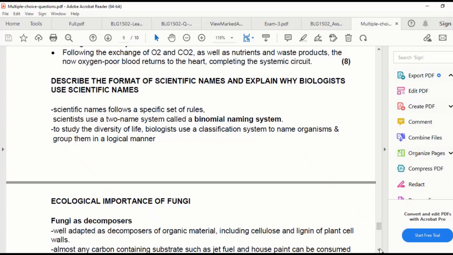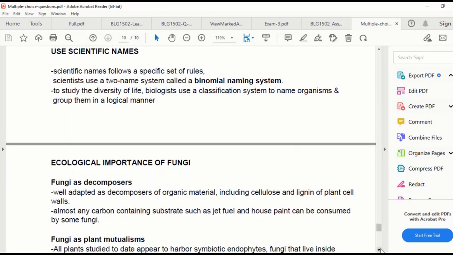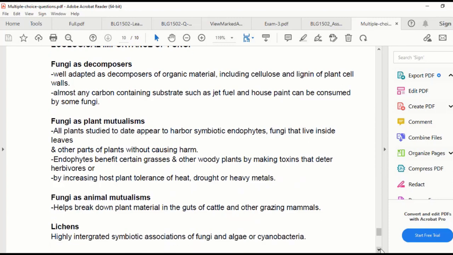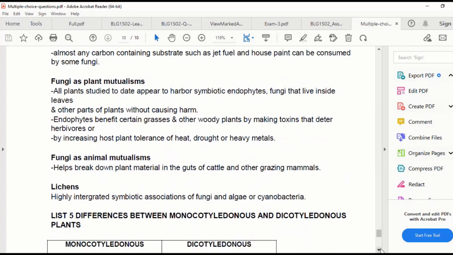And then discuss the ecological importance of fungi, or advantages of fungi. So this importance, you can also fuse them if the question could just for some reason surface as the importance or the advantages or the benefits of fungi. But the importance of them is fungi as decomposers, fungi as plant mutualism, fungi as animal mutualism, fungi as lichens.